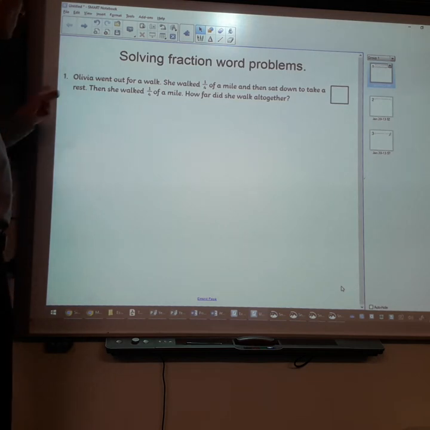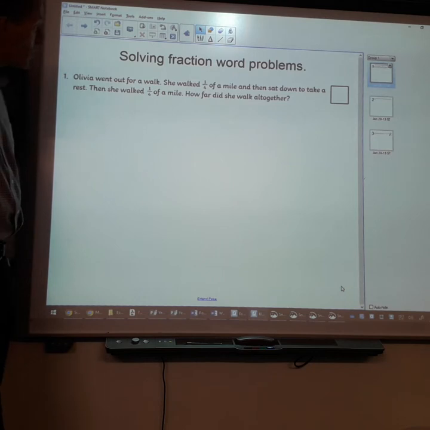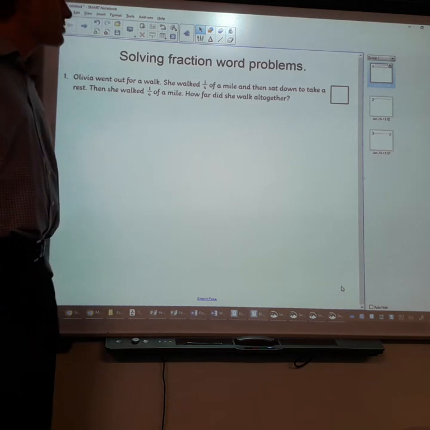So I'll read this. This is off one of the sheets today, and all the questions will be. So Olivia went out for a walk. She walked a quarter of a mile and then sat down to take a rest. I didn't put Olivia's name in there deliberately, but she hasn't walked very far, has she, before she needs a rest. Then she walked a quarter of a mile. How far did she walk altogether?